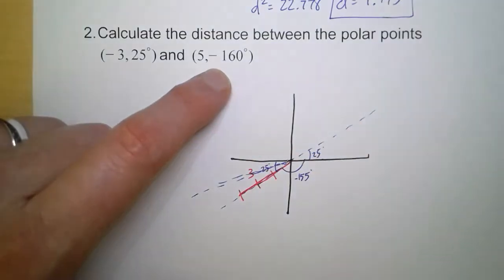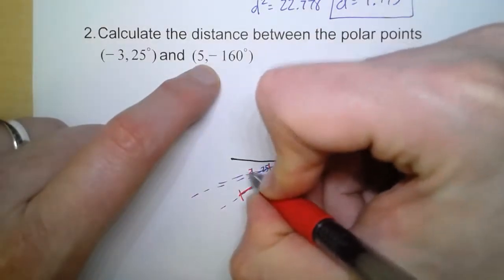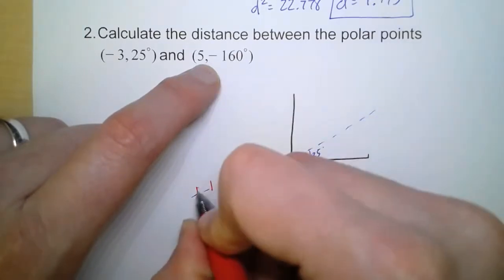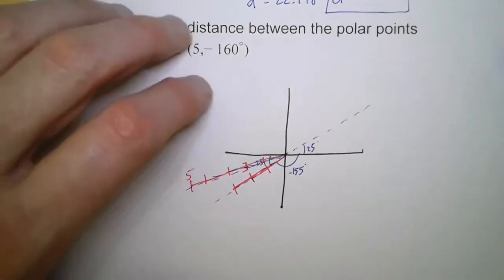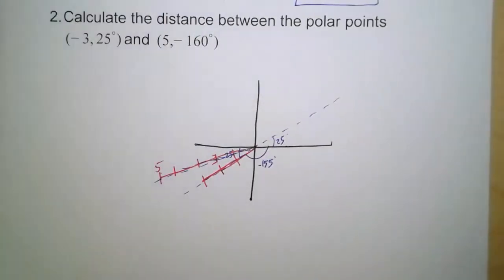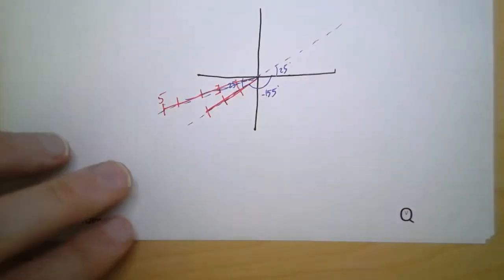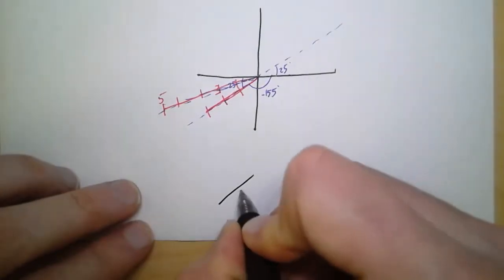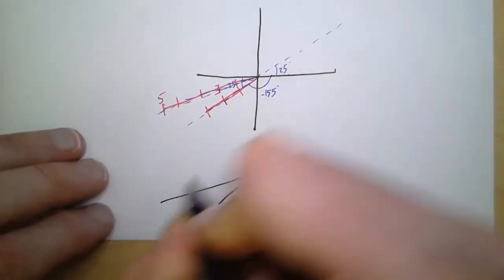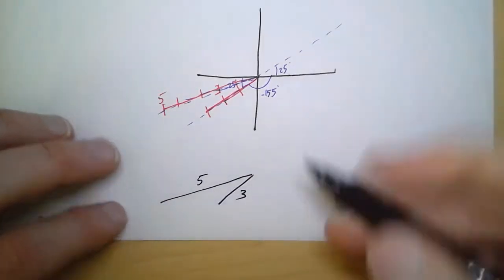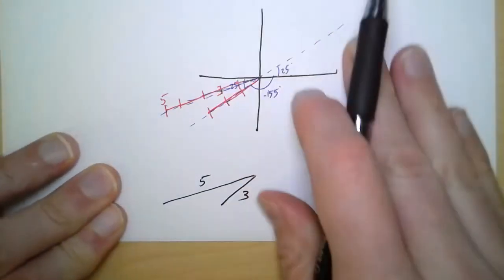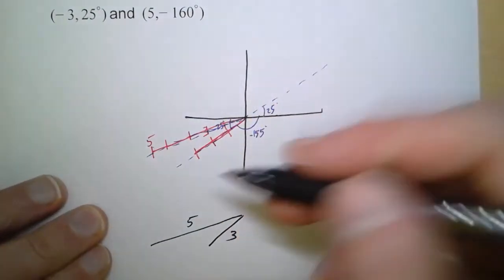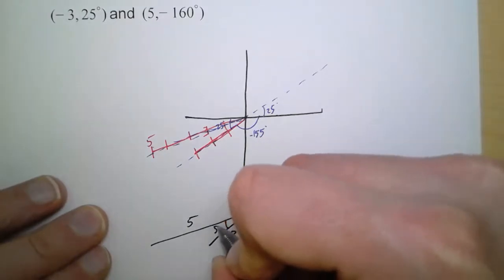All right, and then it's 5 units. So 1, 2, 3, 4, 5. Okay. Now what I'm going to do is redraw this triangle because they're a little tight fitting in there. So what we have is this side of 3, this side of 5. Now we said that this angle was negative 155, and we graphed 160. So this angle right here has to be 5 degrees.